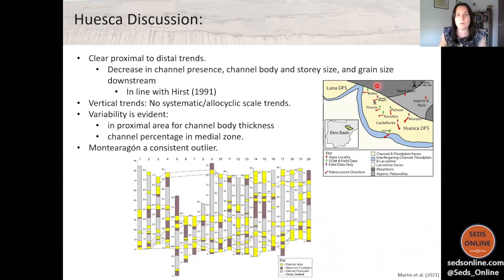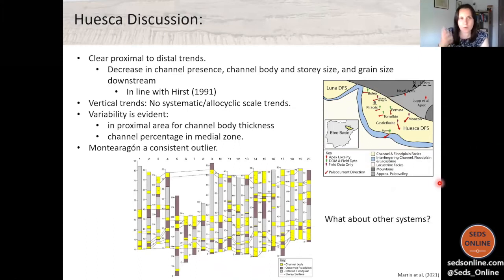There are also small scale alluvial fans that have been mapped along here by Gary Nichols. So it's not out of the realm of possibility that they are also contributing some material into those very basin margin locations. So that's the Huesca system.